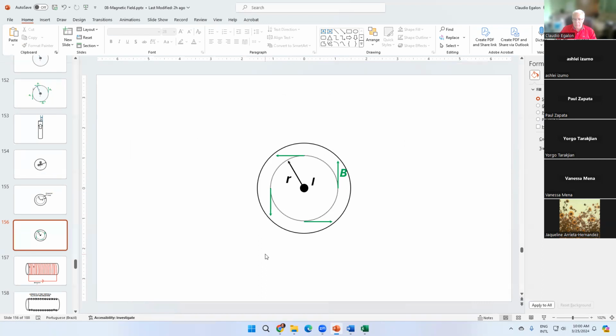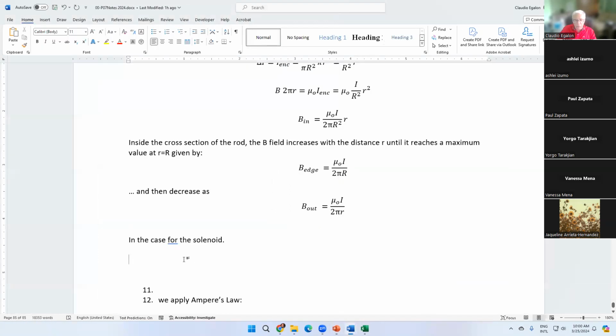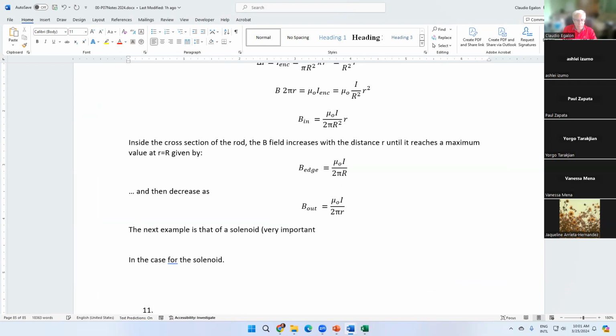Let's see. Now we can do the solenoid. The solenoid is a problem a little bit more complicated. Think about that. I'm going to just introduce you, the next example is that of a solenoid. Very important, okay? The solenoid is very important. It is the one that has a uniform B field inside it.